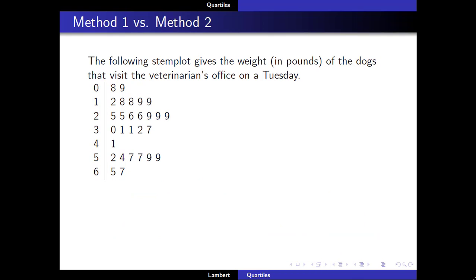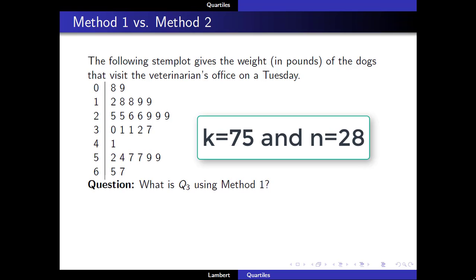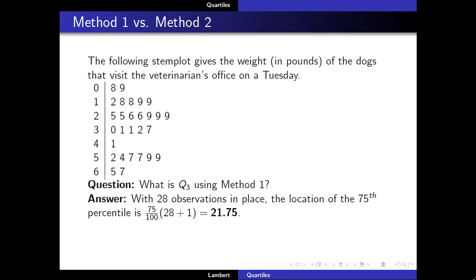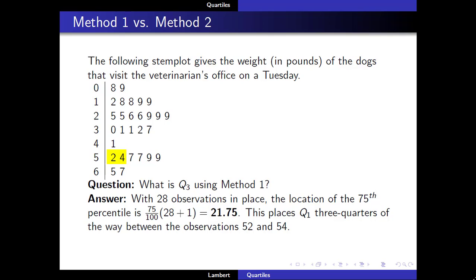Well, the third quartile, if we use method 1, that's just the 75th percentile. So the only difference from our method 1 for the first quartile, we'll change the 25 now to a 75. So K is 75, our N remains 28. And so our location should be the 21.75 spot. So that's between the 21st and the 22nd observations, which occur at 52 and 54, I believe. So 52 and 54 happen to be our values.